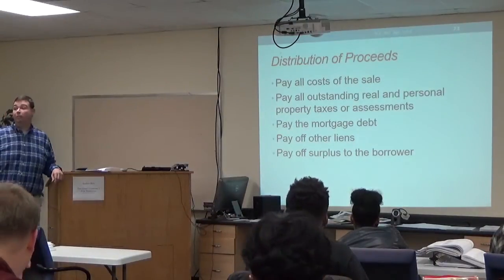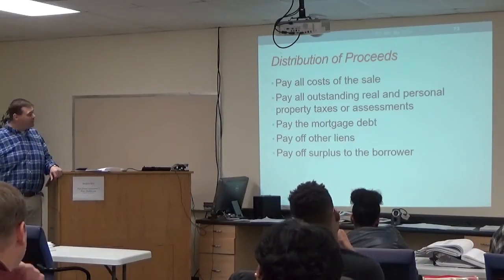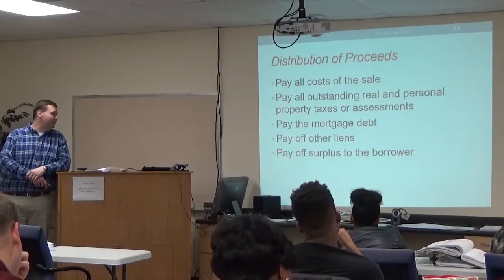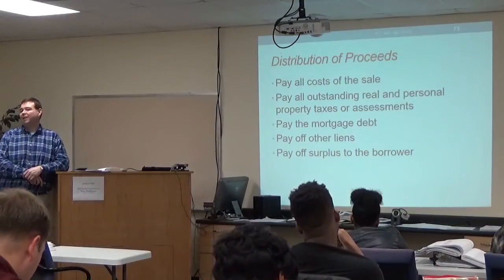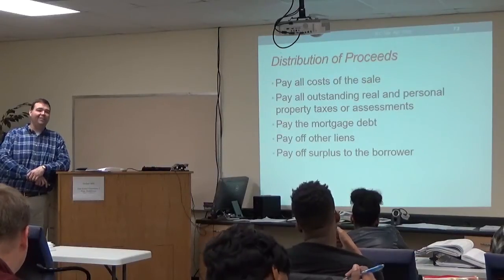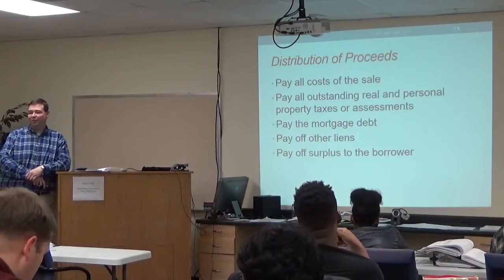Because otherwise, we'd never get paid at all. Right? And then they pay the taxes, and then the mortgages in the order that they're recorded in, and then other liens such as mechanics liens, and then the laughable one at the end that James asked about the other night, pay any surplus to the borrower.